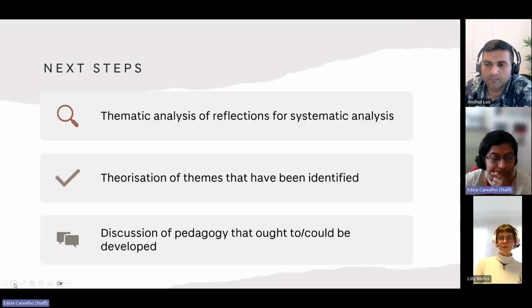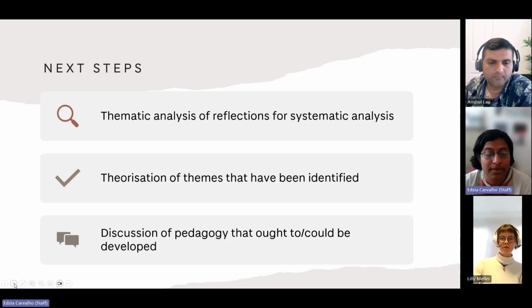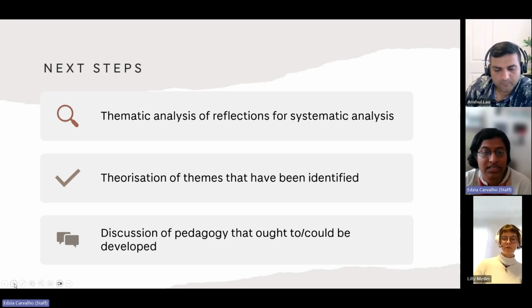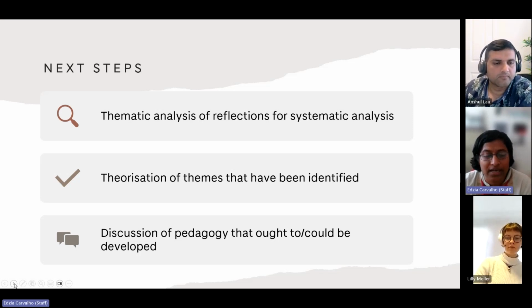Thanks, Lily. So just a quick summary, because we know we've gone over time, of what we are going to do next: have a thematic analysis of all our reflections, theorize these themes, and then look at what this means for discussion on human rights pedagogy in the context of both the university and activism. Thank you for your time, and we look forward to answering questions.